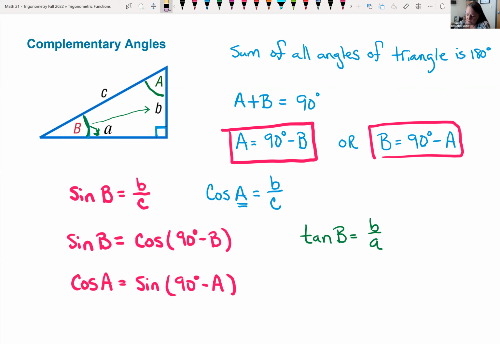Notice that tangent B equals cotangent A. Or another way to write it is B is the same thing as 90 minus A. So if I did B, I would say tangent of 90 minus A equals cotangent of A. So tangent and cotangent are complementary angles or cofunctions of one another. You can do the same thing with secant and cosecant.